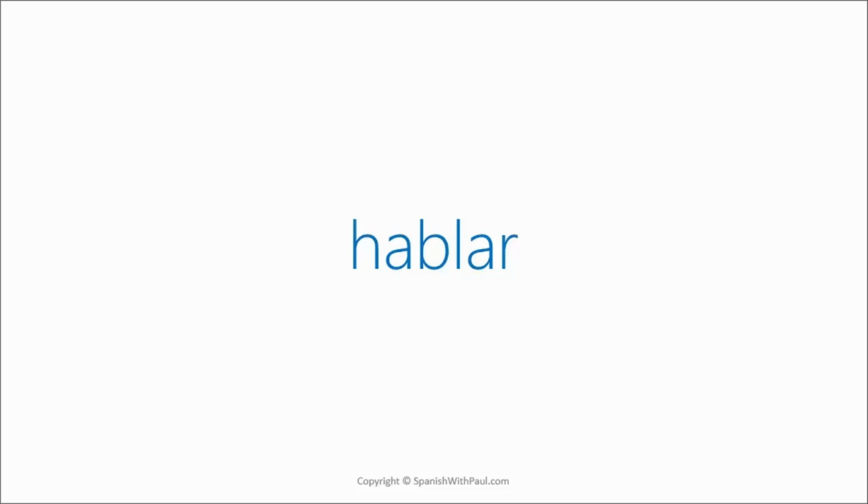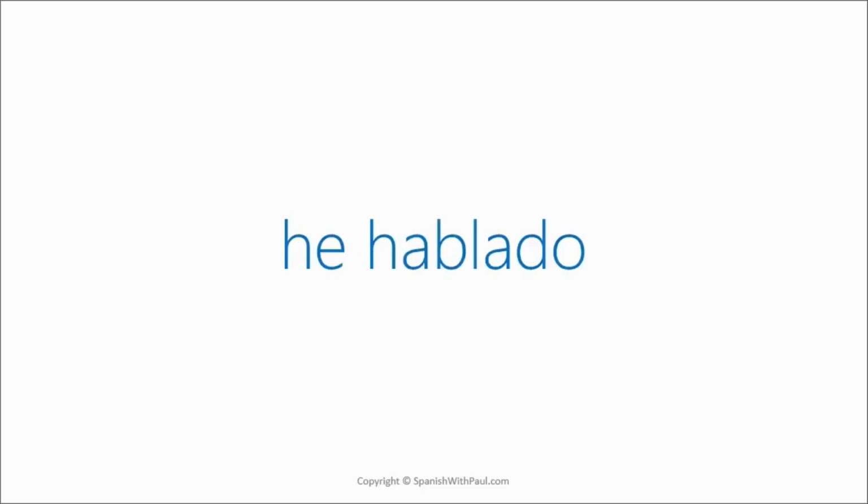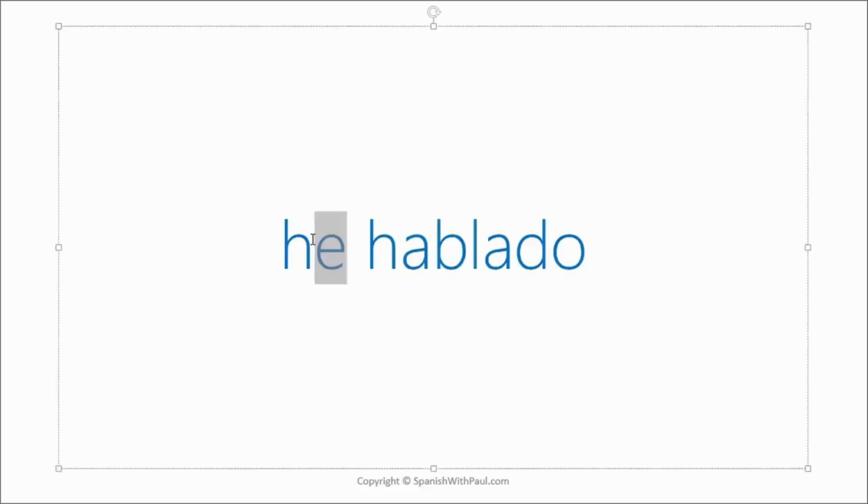Now, we know to say I have spoken, that would be he hablado. Here we have the he coming from haber, which means I have, and hablado is the past participle, where we have the ado for AR verbs and ido if it is not an AR verb. So I have spoken, he hablado.